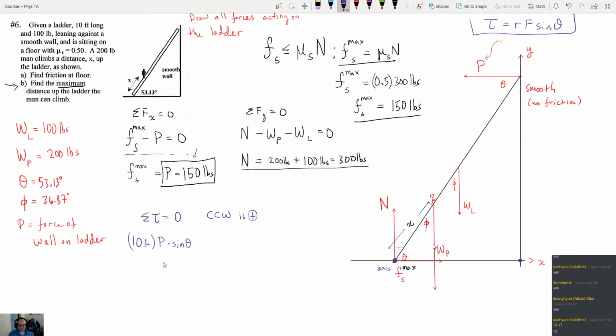And now we're going to have something similar for WP and WL. But they're going to be negative, because they're going clockwise. So minus, what's the distance between the axis and where the person is? Well, that's what we're looking for. That's x, right? So it's x multiplied by the weight of the person, 200 pounds, and then also multiplied by the sine of the angle basically between the ladder and that weight, which in this case is phi, or that angle right there, 36.87. So times the sine of phi.